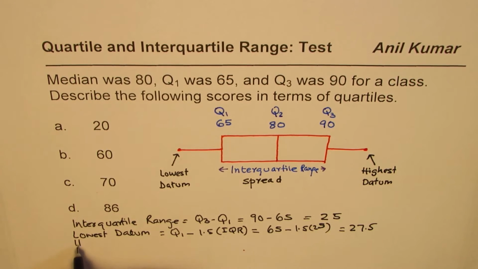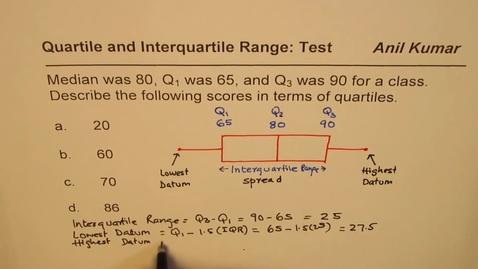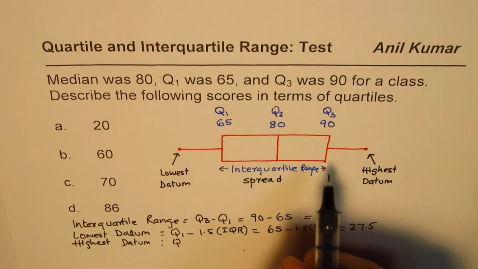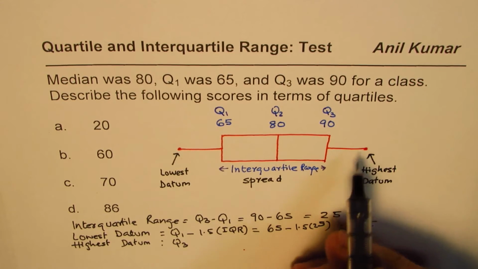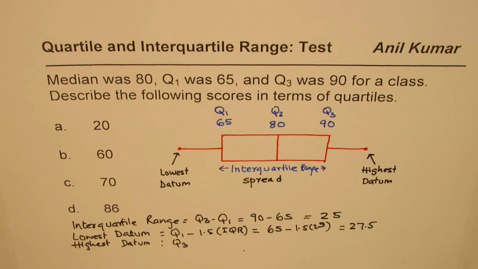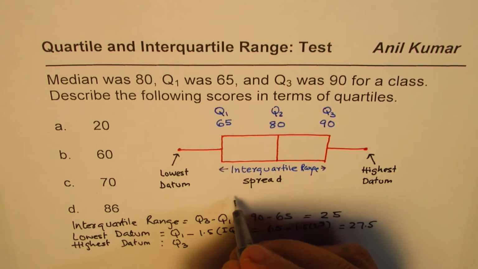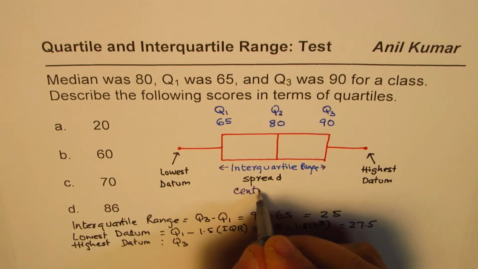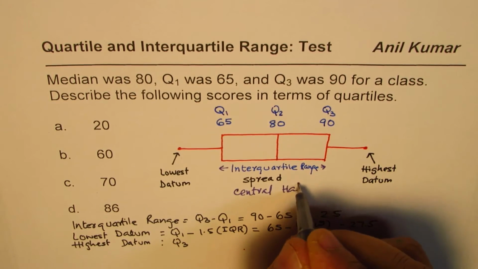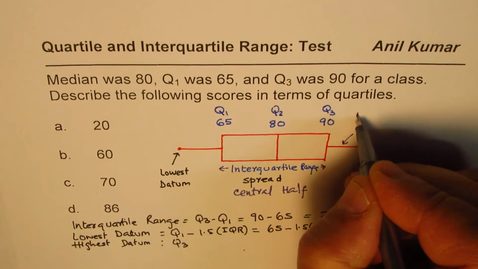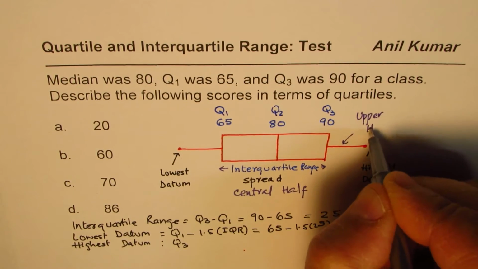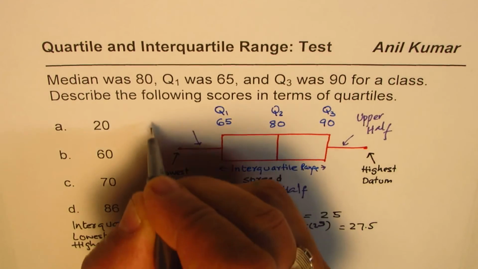Let us also calculate the highest datum. I'm taking this opportunity to explain some terms which will help you in your own questions, right? So here, outside Q3, beyond Q3, that is the upper range. We also call this the central half. We know we are not really dealing with halves, but the term is central half, and that is the upper half. And this one is the lower half.